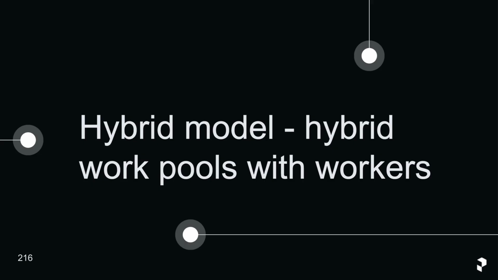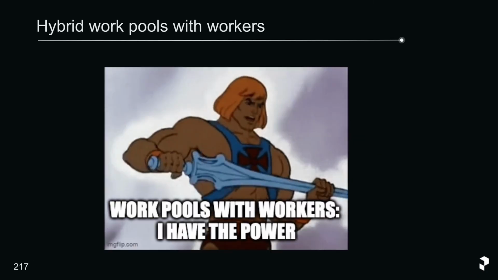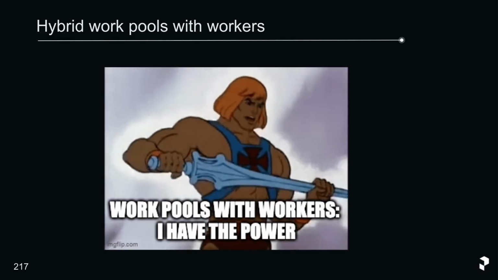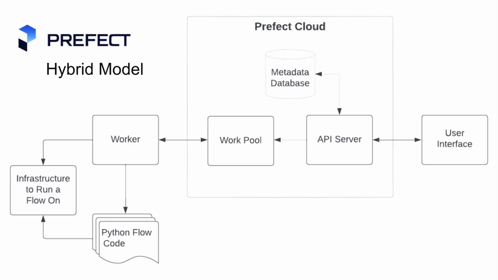Let's learn a little bit more about the hybrid model now. So there is an option to choose hybrid work pools with workers. This diagram represents the hybrid model setup. As you can see, there is a larger box here that represents Prefect Cloud. Inside of it, we have the API server, the database, and the work pool. The API server is essentially what lets us interact with Prefect Cloud.